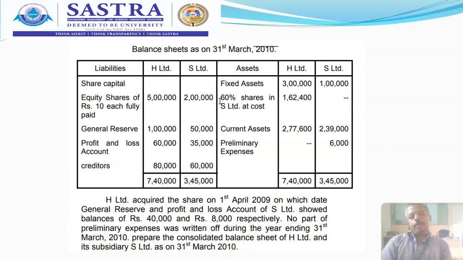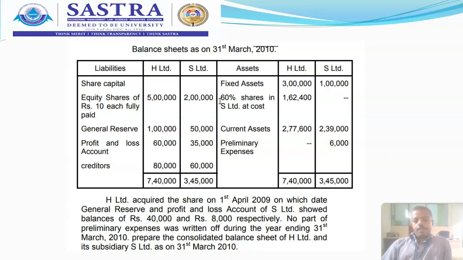So now we have completed the first main part, that is calculation of goodwill, 17,200. The second part of our workings is minority interest. How to calculate the minority interest.